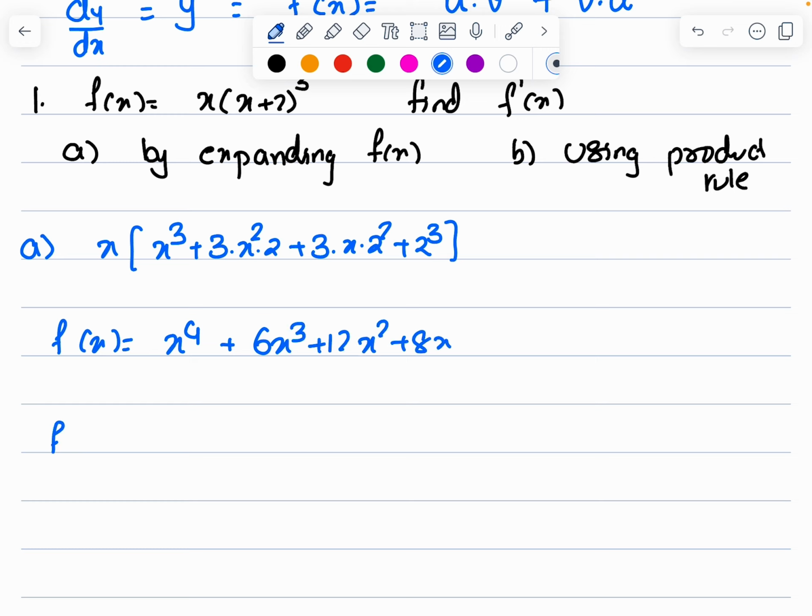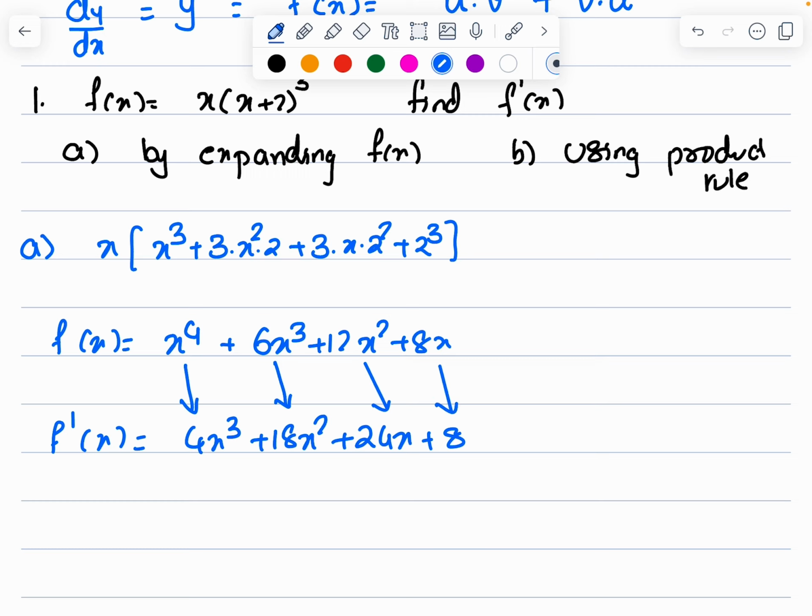Now I want to find f prime x. f prime x will become 4x cube plus 18x square plus 24x plus 8. The derivative of x power 4 is 4x cube, of 6x cube is 18x square, of 12x square is 24x, and of 8x is 8.